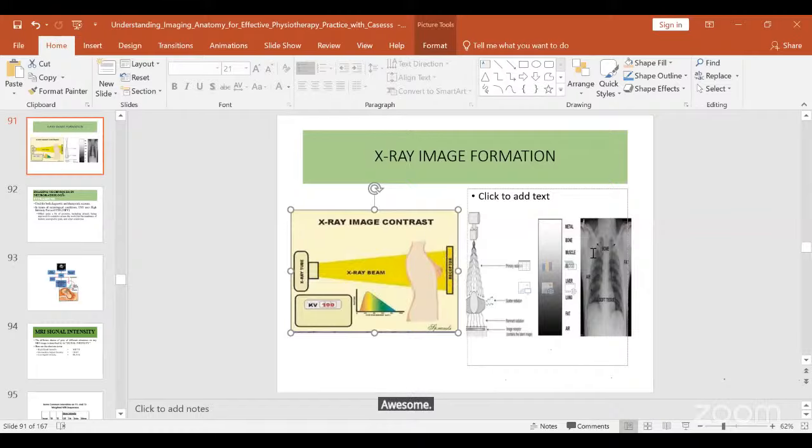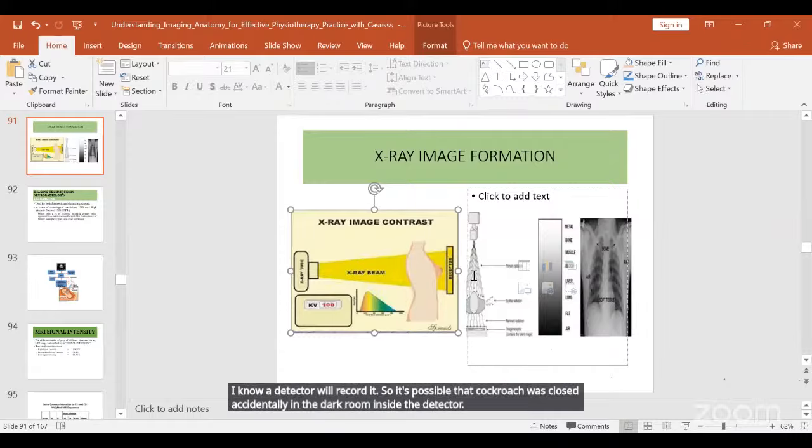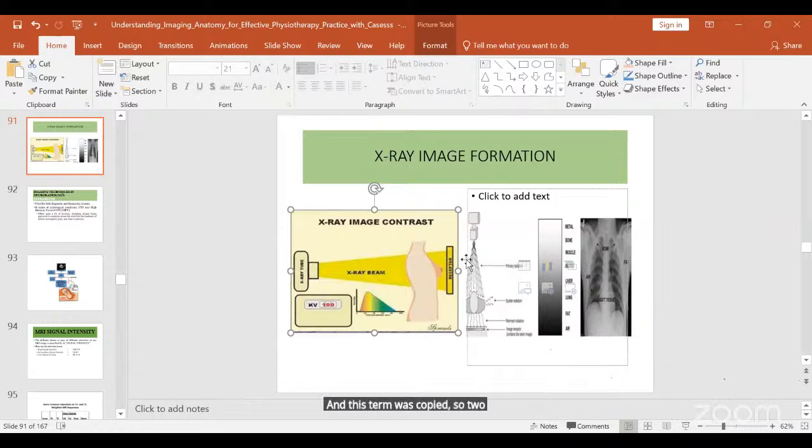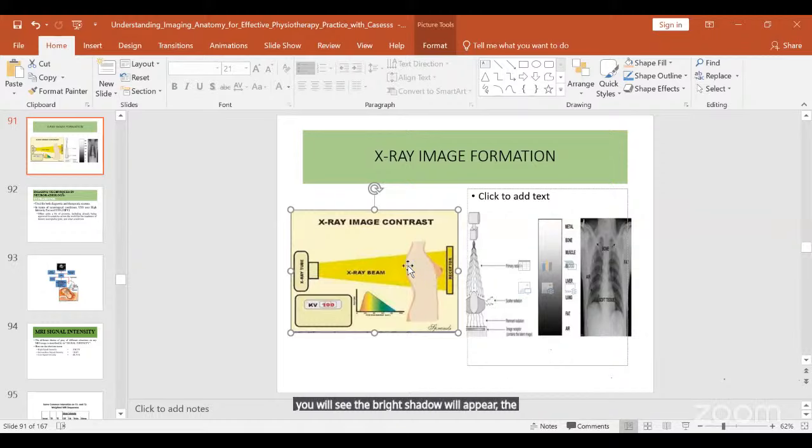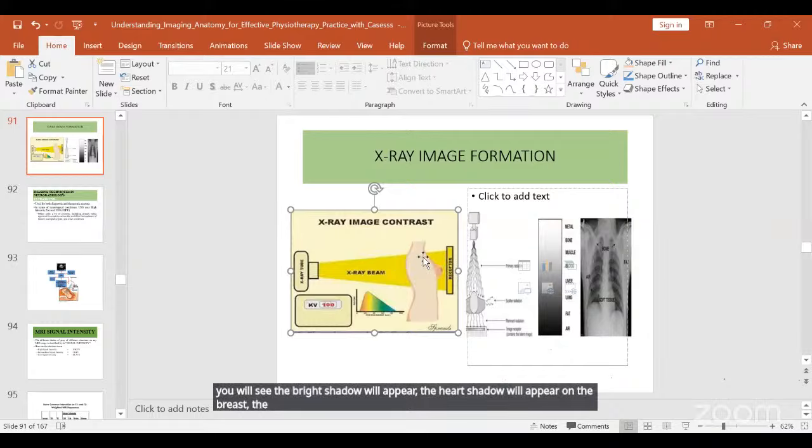So it's possible that the cockroach was accidentally enclosed in the dark room inside the detector, and this thing was copied. So two things were recorded, superimposed. Look at it here for this patient. If this patient has an issue on the breast and we did the X-ray, you will see the breast shadow, the heart shadow will appear on the breast, the vertebra will superimpose on the heart, will superimpose on the breast tissue, because everything is superimposed at a time.